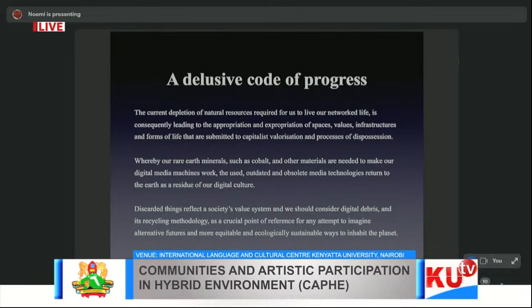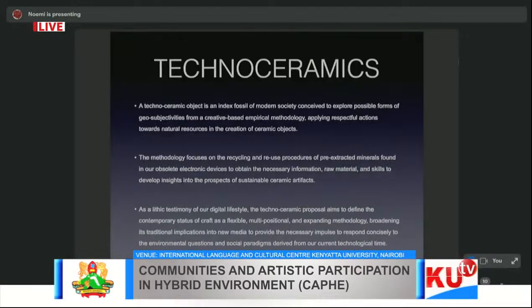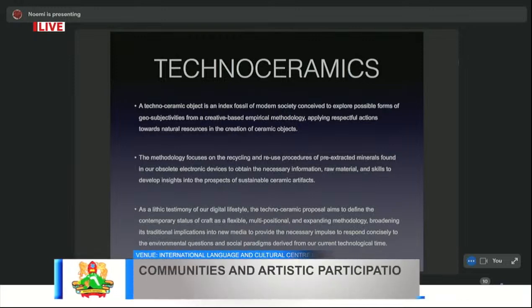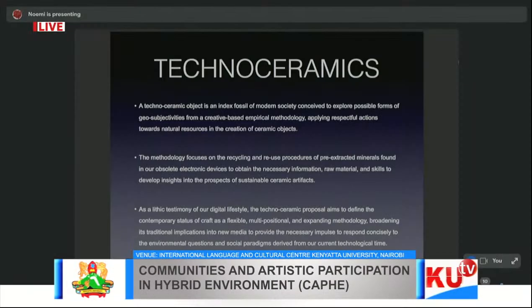And these kinds of discarded things are reflecting the society's value system, and we should also consider this digital debris and its recycling methodology as a crucial point of reference for any attempt to imagine alternative futures. So with the concept of technoceramics, referring to the technosphere as the sphere of things that are modified or developed by humans.